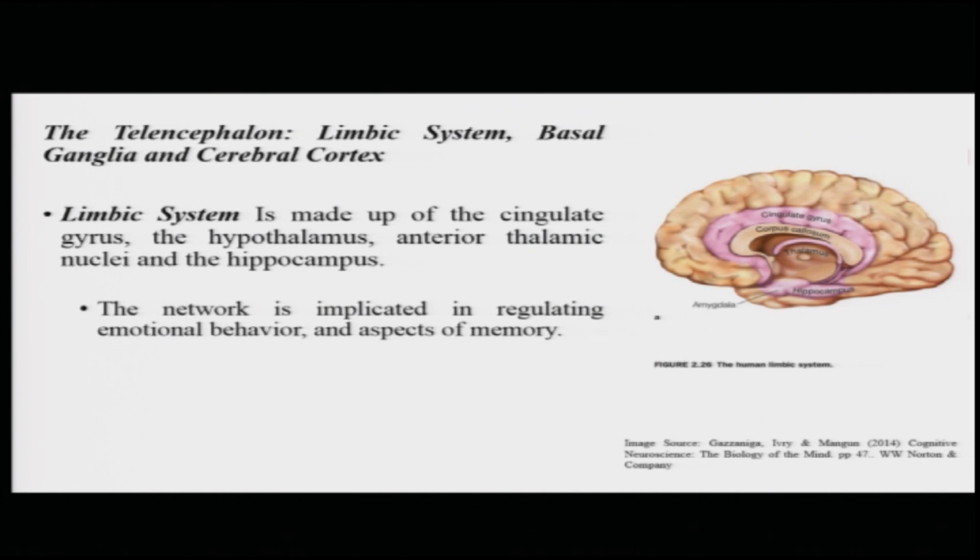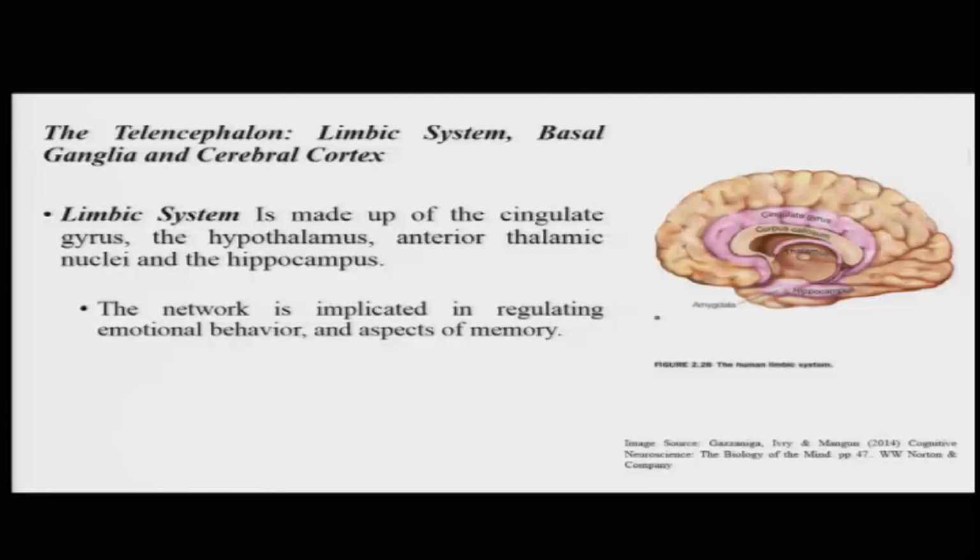Finally, we can talk about the Telencephalon. So, we are moving upwards from the spinal cord to the brainstem to the midbrain to the Diencephalon, which has the thalamus and the hypothalamus, and now moving slightly further up, wherein we come across three kinds of systems: the limbic system, the basal ganglia and the cerebral cortex. The limbic system is made up of these three very important regions.